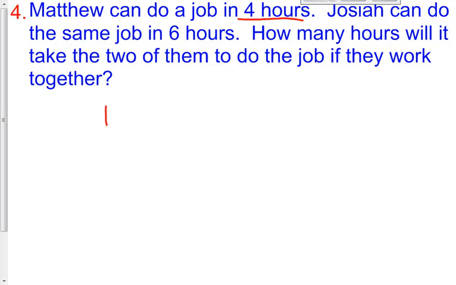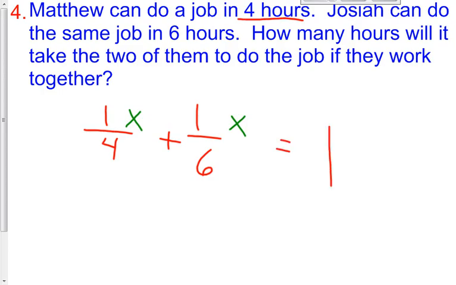Matthew can do one job in 4 hours. Okay, so 1/4. Josiah can do the same one job in 6 hours. So how long will it take the two of them to do this job if they work together? How long they're going to work is going to be our variable. We don't know, so we're going to call it x. If they do it together, we're going to add up the 1/4 x and the 1/6 x. And that's going to equal our total job.